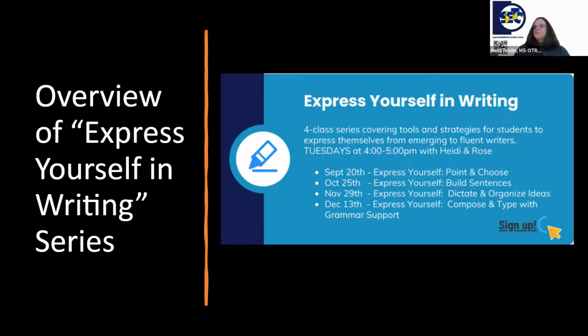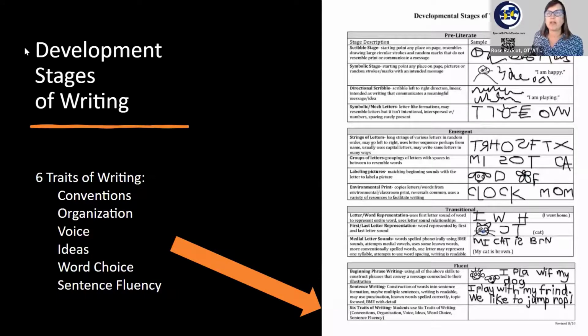Today, our focus will be on composing and typing with grammar support. So you've seen this if you were at one of our last few sessions, the developmental stages of writing. You can see my little orange arrow there at the very bottom, and I know it's super small. It says 6 traits of writing.